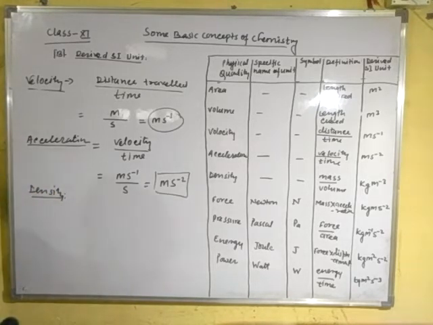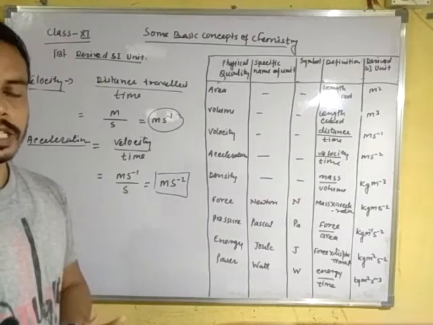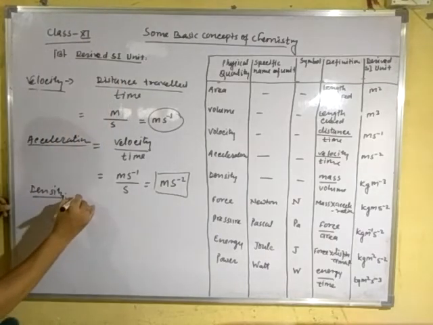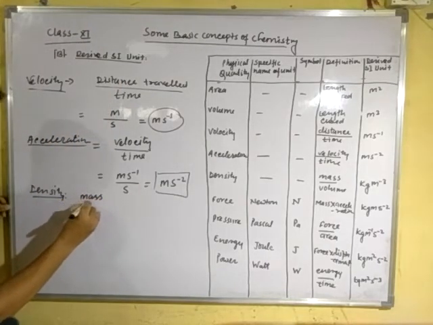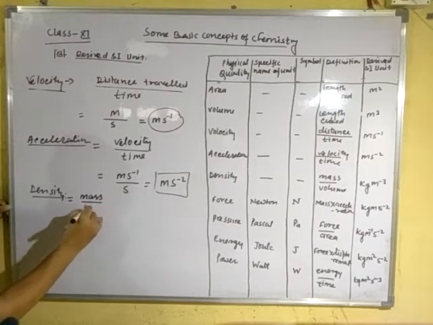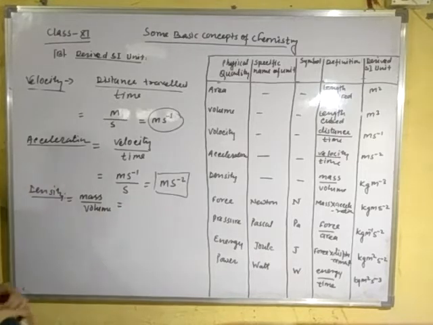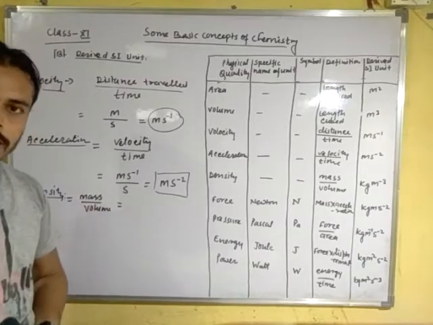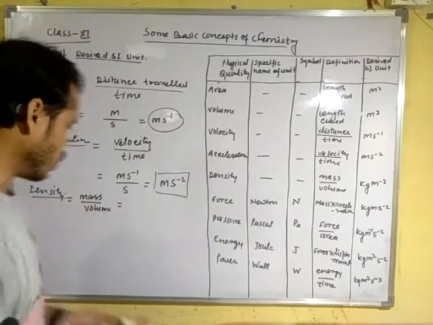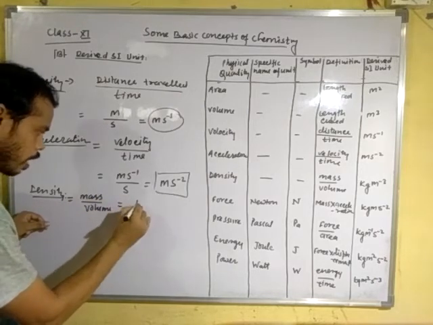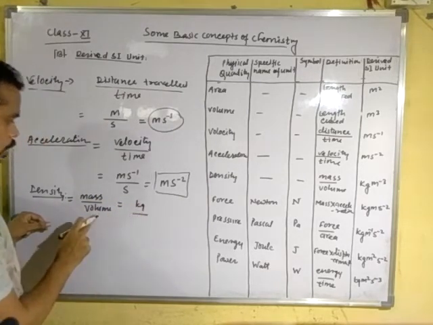Density is also defined as the mass per unit volume. Density is equal to mass per unit volume. So can we write here, mass divided by volume. And you know the SI unit of mass is kilogram. So we can put in this place kilogram upon the volume.